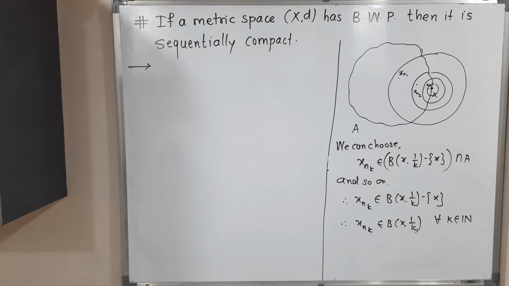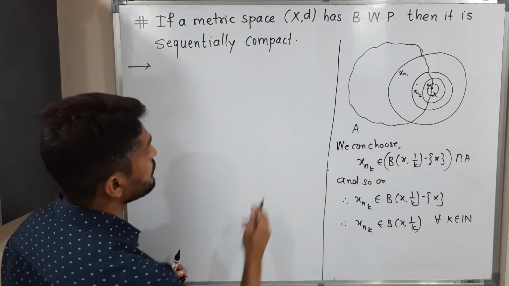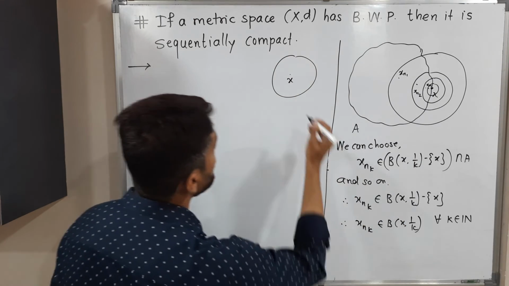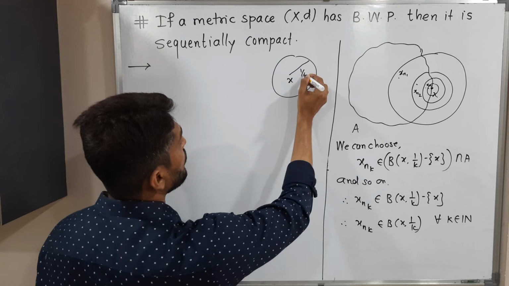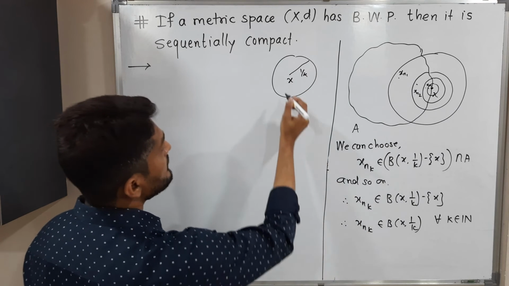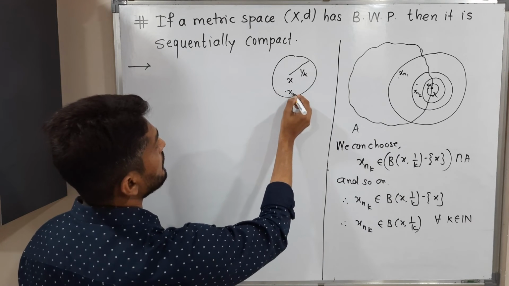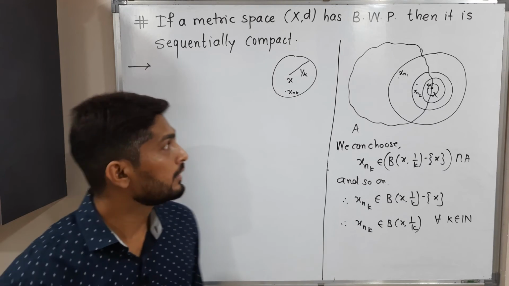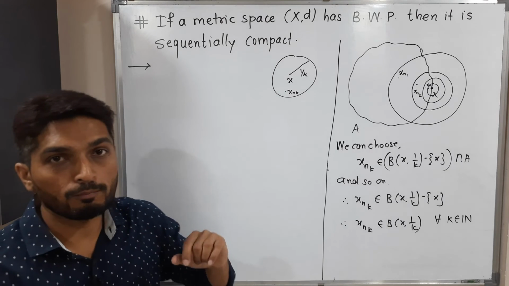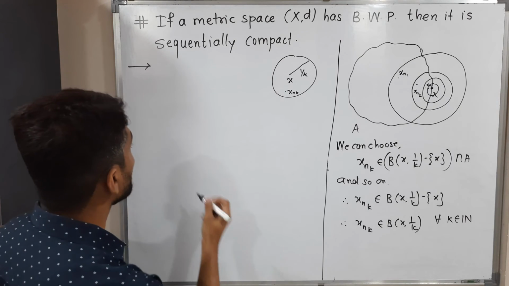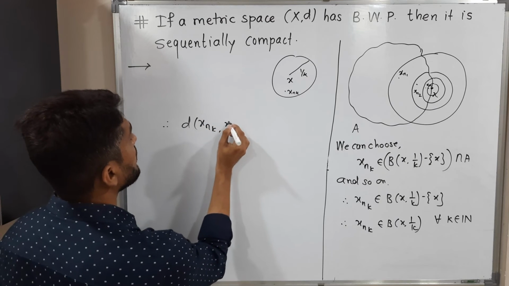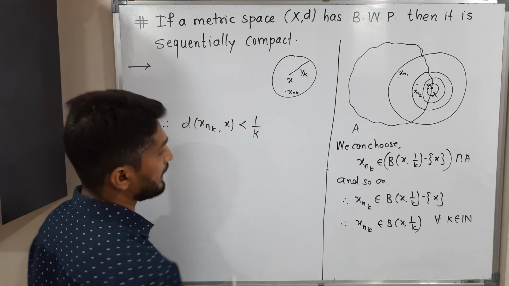So let me show you what is actually happening here. We have x, we have a ball here having radius 1 by k. So this radius is 1 by k, right? And one point we have, xn k, inside the ball. You know that if any point lies inside a ball, the distance of the point from the center of the ball is less than its radius. So therefore the distance between xn k and x is less than the radius, which is 1 by k, getting?